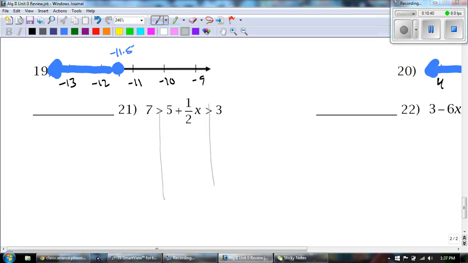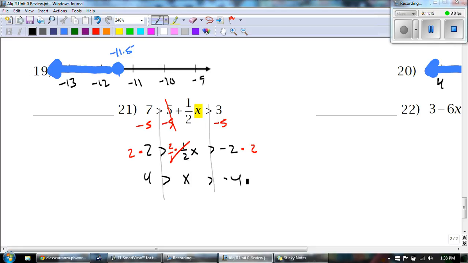Here's our inequality, our compound inequalities. So remember, we're going to do the same thing. We're going to subtract 5 from both sides because I want to get the x by itself. 7 minus 5 is 2, greater than 1/2 x, which is greater than -2. Now I need to multiply by the reciprocal, which is 2 over 1, which is the same thing as 2. 2 times 2 is 4, greater than x, which is greater than -4.